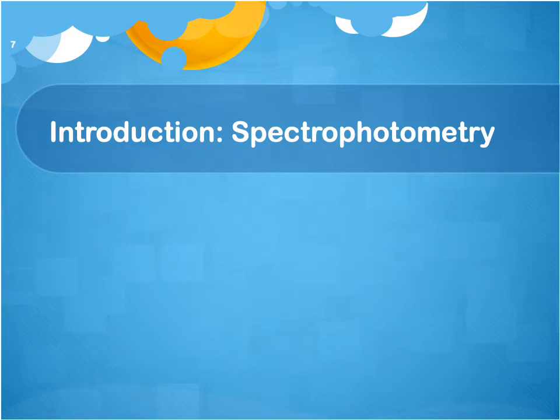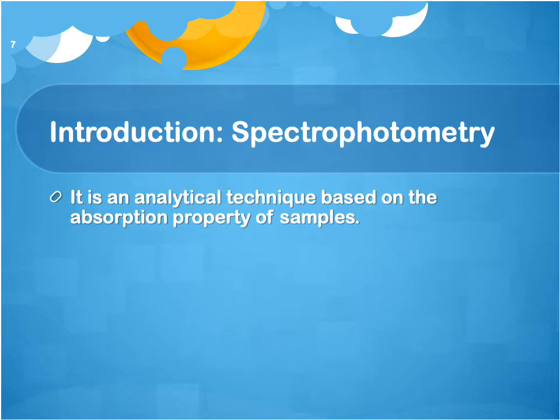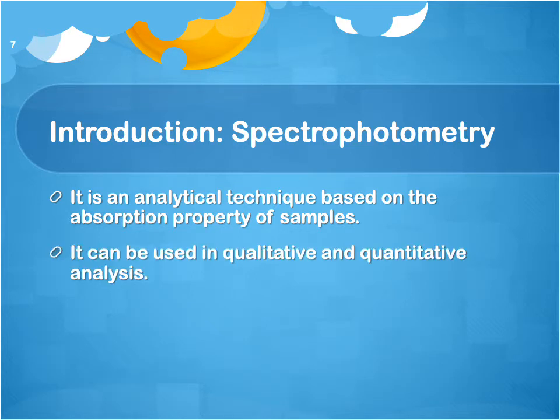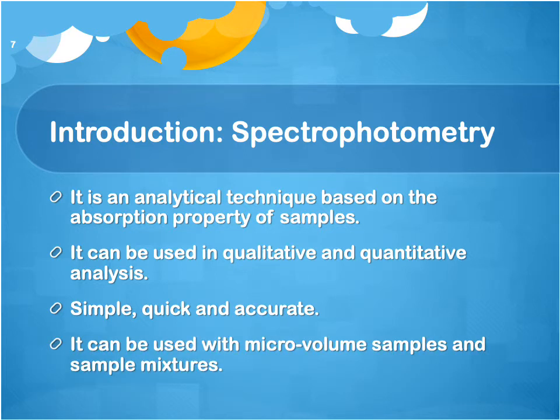Now, what is spectrophotometry? It is a technique used to analyze physical properties of biomolecules in both qualitative and quantitative measurement based on the amount of light that is absorbed by sample. It is used for analyzing absorption spectrum and concentration of solution because it is simple, quick, and accurate. Moreover, it can also be used for micro-volume samples and sample mixtures.